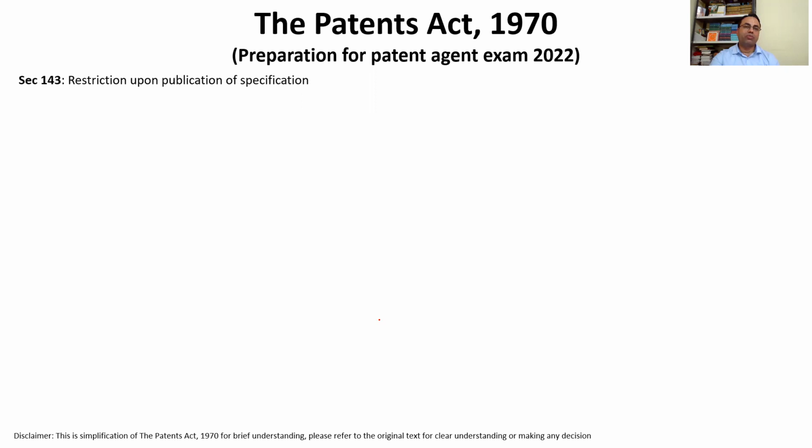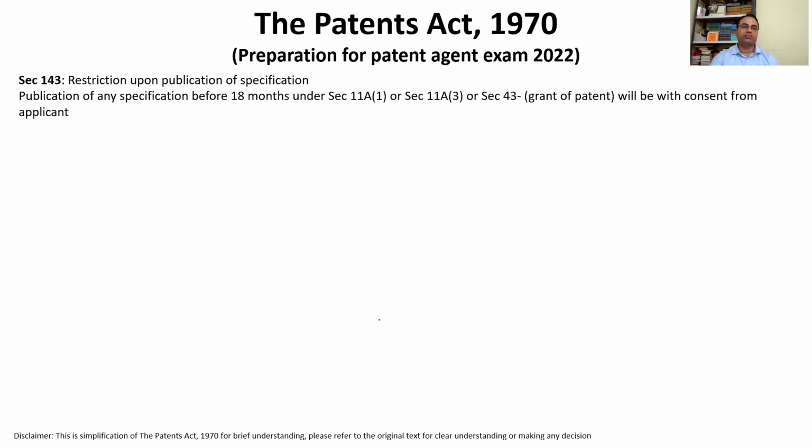Section 143, restriction upon publication of a specification. Publication of any specification before 18 months under section 11A(1) or section 11A(3) or section 43 grant of a patent will be with the consent of the applicant. So applicant consent is required for the publication of any specification.